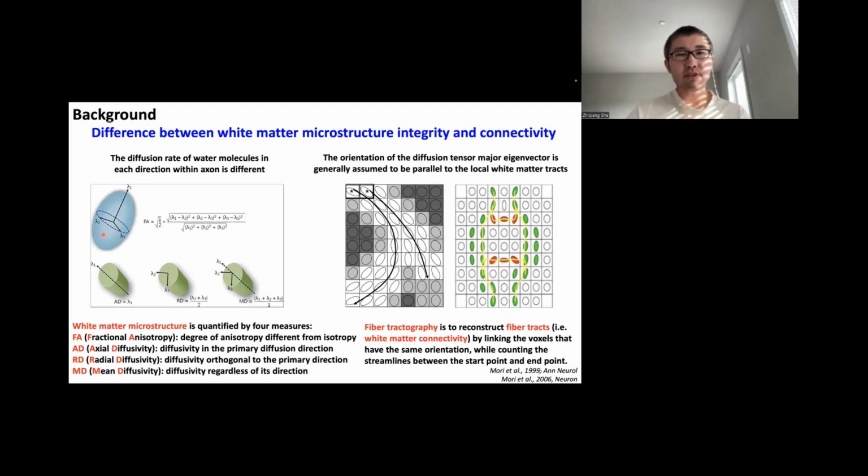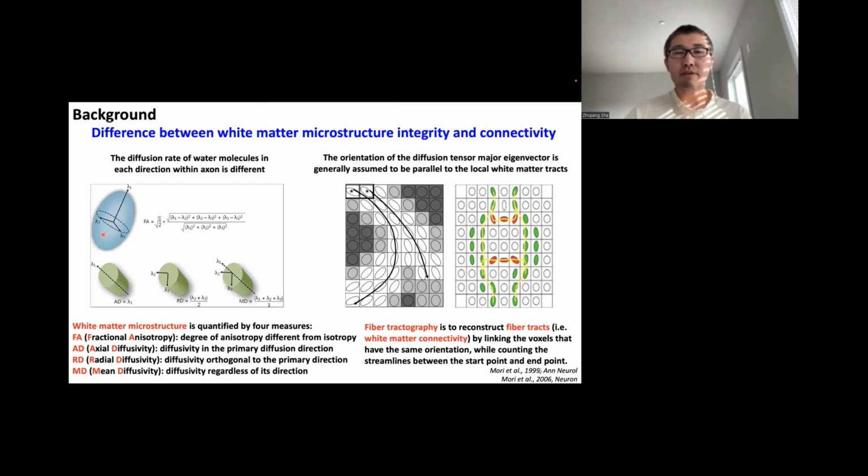And MD represents the average diffusivity across all of the directions. These metrics can capture the local integrity of white matter microstructure, and also can capture some underlying biological features. For example, FA has been reported to be associated with axon density, axon count, and myelin content.